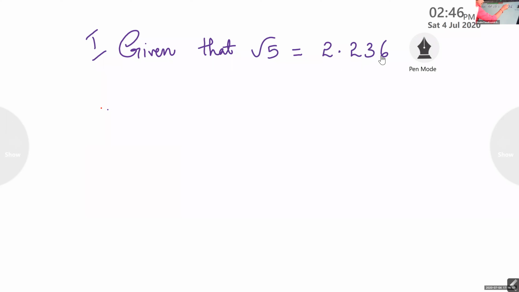Okay, given that root 5 equals 2.236. Root 5 equals 2.236. Find the value of 2 by root 5.